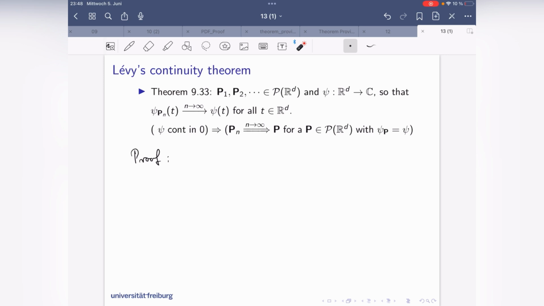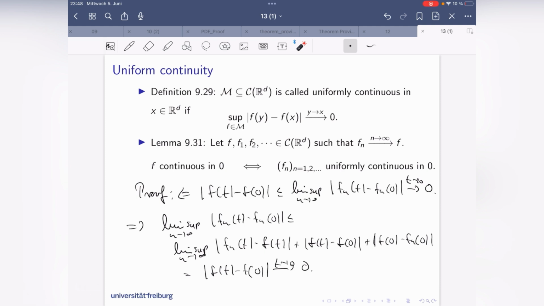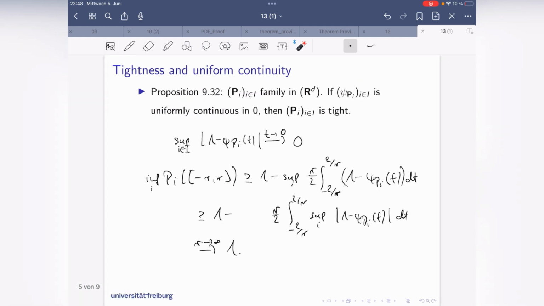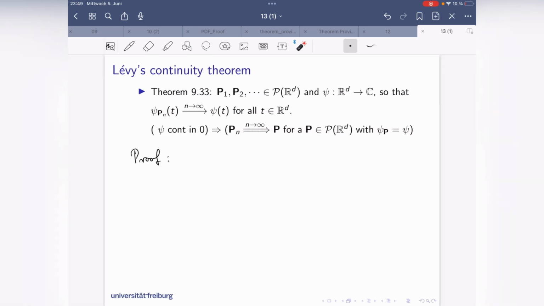We have convergence here, and we have that the limit is continuous. Then we know uniform continuity of all these here. And because of this proposition, if they are uniformly continuous, then the corresponding probability measures are tight. So I know that the Pn, n equals 1, 2, and so on, are tight by this continuity here.